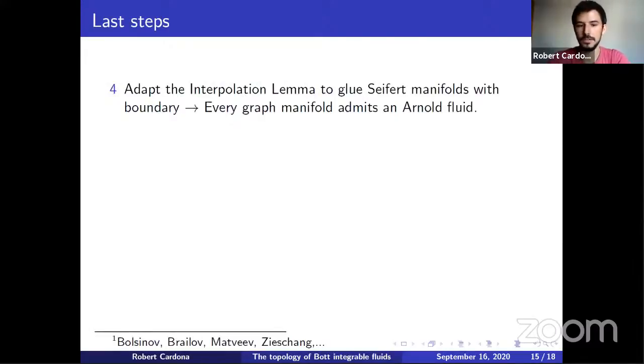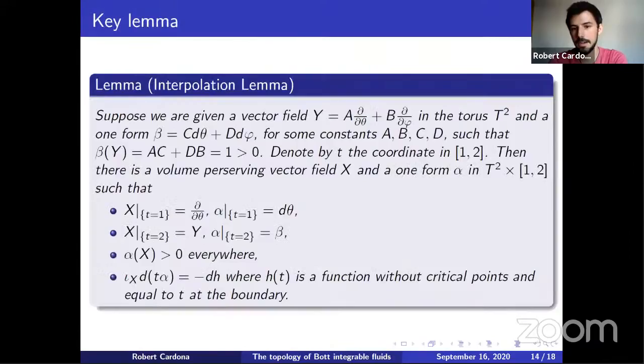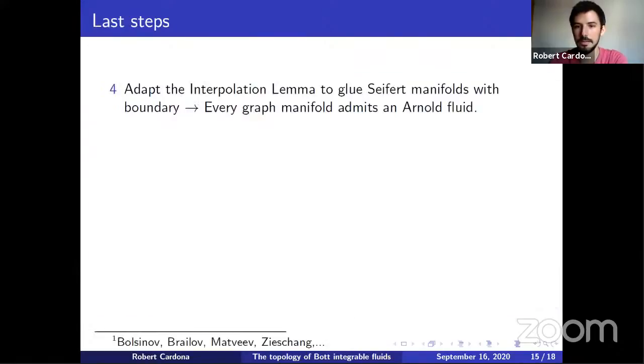Finally, once you are finished with this, you have an Arnold fluid in every Seifert manifold. To obtain it in every graph manifold, you just need to adapt your interpolation lemma a little bit so that you can glue Seifert manifolds with boundary between them. With this, you can obtain an Arnold fluid with a Morse-Bott Bernoulli function.